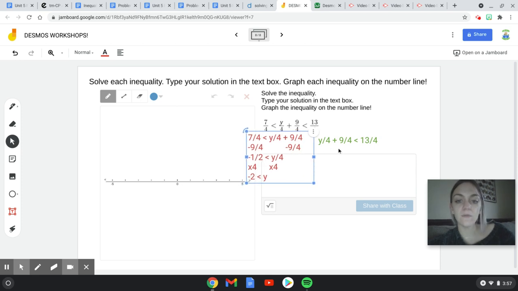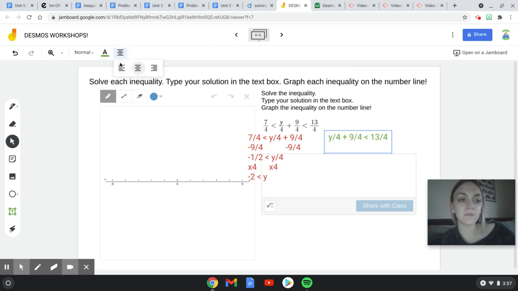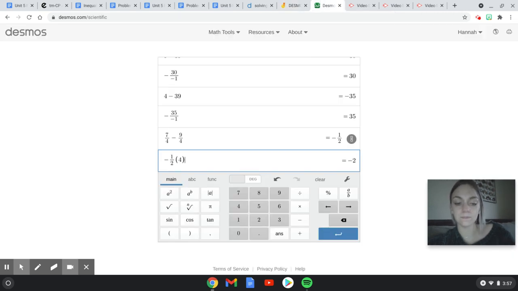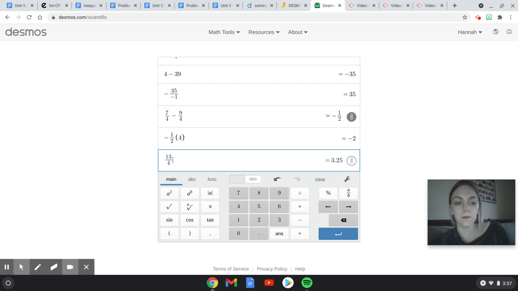Now I'm going to come over and do the exact same thing on the green side. So again, the first thing I need to do is get rid of the 9 over 4. So I'm going to subtract 9 over 4 from both sides. Again, Desmos is our best friend. I've got 13 over 4 minus 9 over 4. And I'm left with 1. Beautiful.